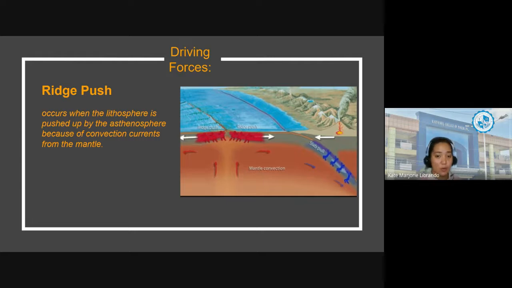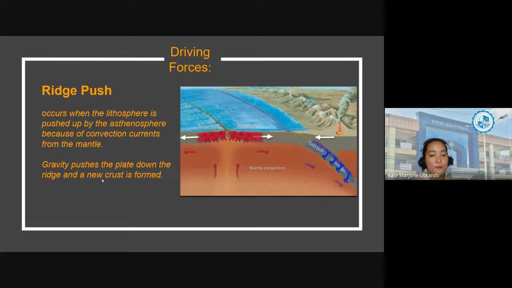and as it reaches the ridge, it cools down and creates a new crust. This new crust can be found near the ridge, and as time goes by, as the mantle convection continuously creates a circular motion and the ridge push pushes the plates away, there will be a new occurrence of new crust near the ridge. So the one that is pushing is the ridge push. It pushes the crust away from the ridge.